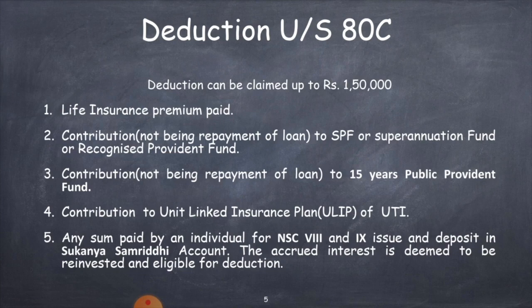So, the second payment is contribution by an individual to SPF or superannuation fund or recognized provident fund. Here if one person is contributing to this SPF or recognized provident fund, he can claim it under deduction under section 80C. Next payment is contribution to 15 years public provident fund by the individual in his name, in the name of his spouse or minor children.